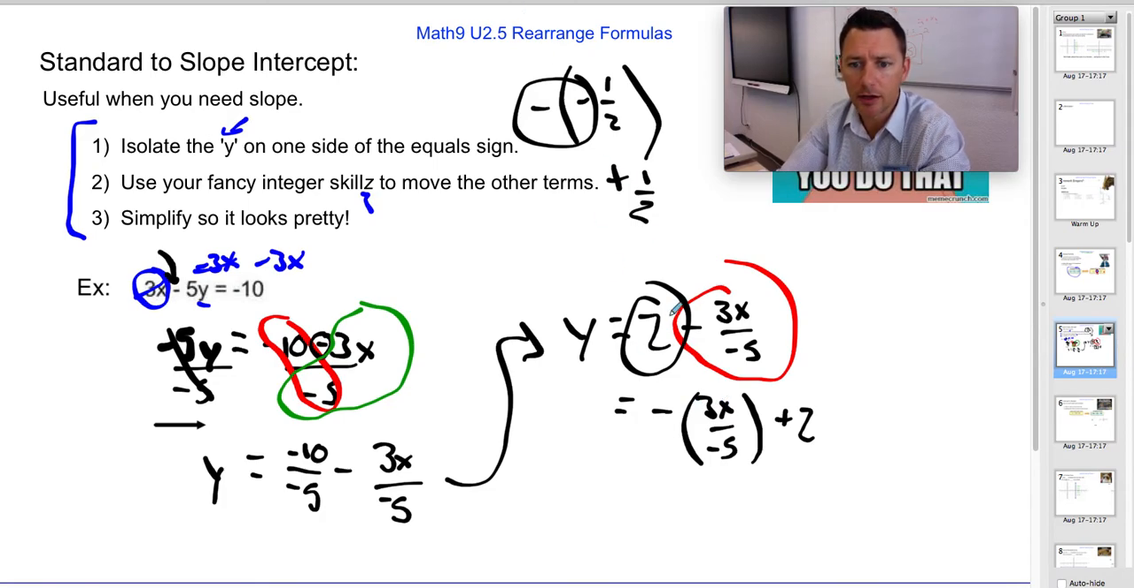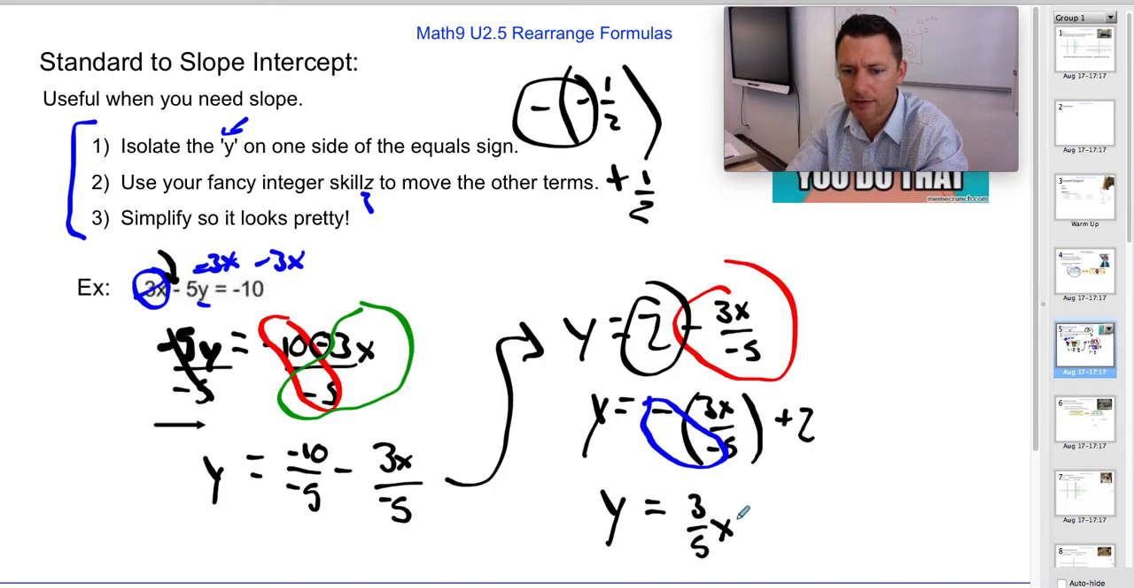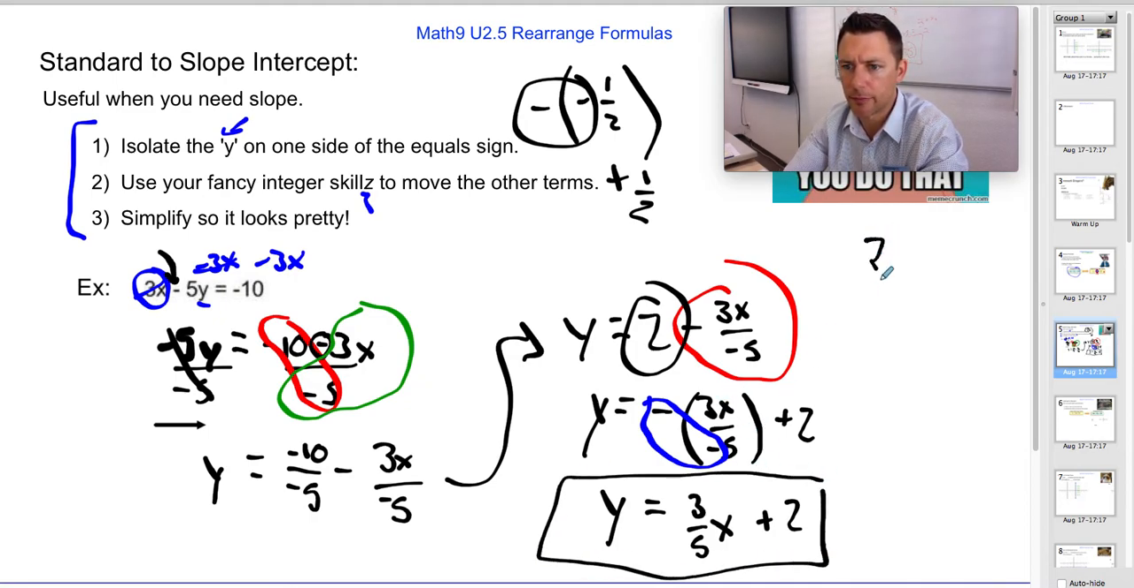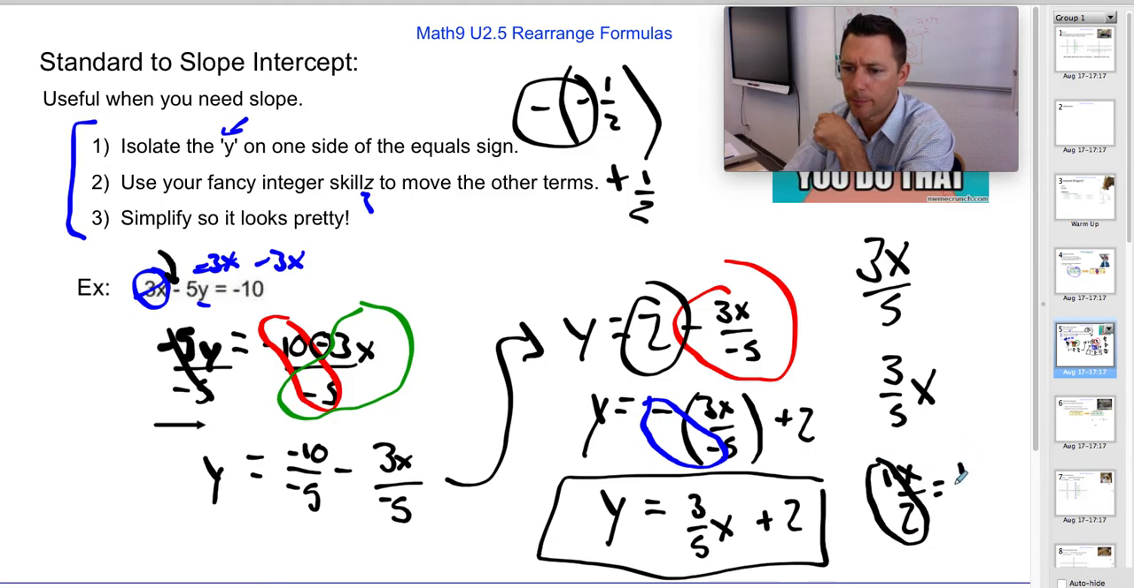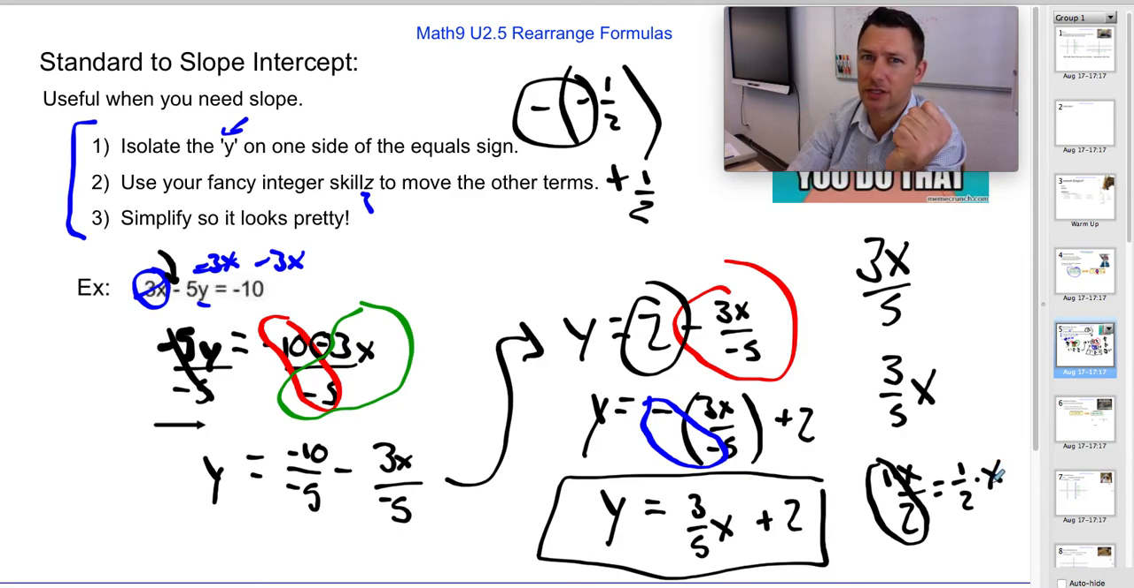We're going to do the same thing here. This is minus negative 3x fifths, and those end up just being a plus, so we're going to be left with y is 3 fifths x plus 2. Hopefully the conversion from 3x fifths to 3 fifths times x is okay with you. You could think about it like saying x over 2 or 1x over 2 is the same as saying 1/2 times x.